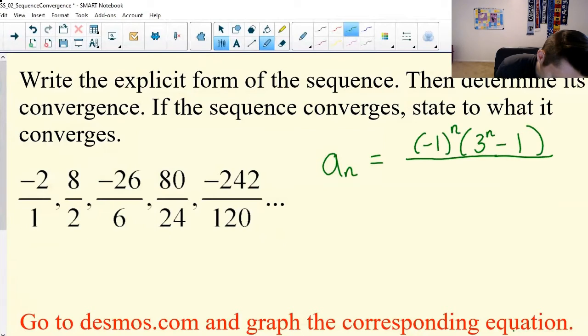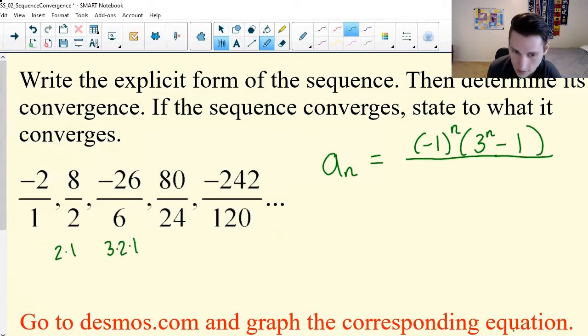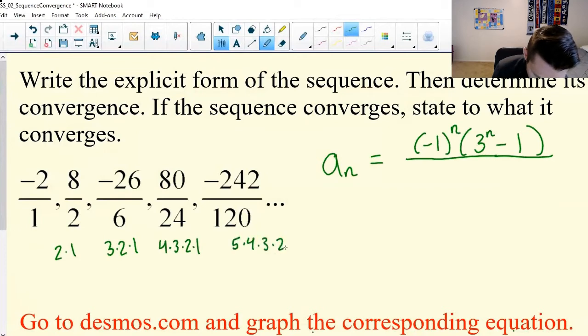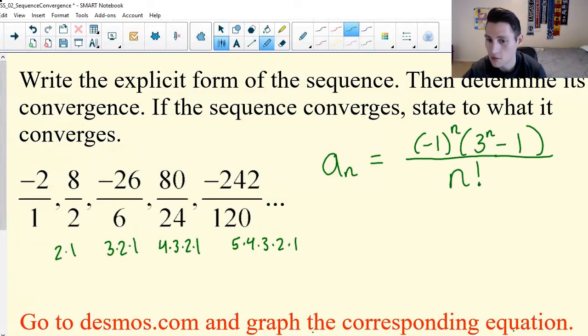1 I could recognize as 1. 2 I like to think of as 2 times 1. 6, aka 3 times 2 times 1. 24, 4 times 3 times 2 times 1. 120, 5 times 4 times 3 times 2 times 1. So my denominator is just n factorial.